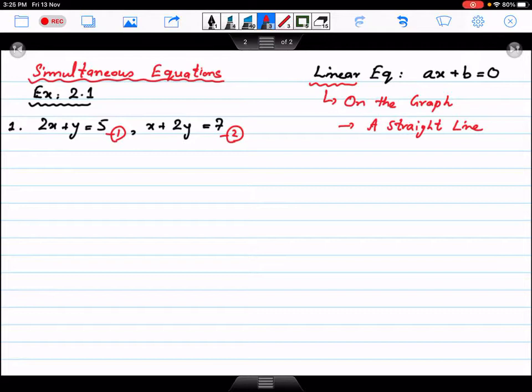A linear equation has x power 1. That's why it is called a linear equation. If the power of x is other than 1, then it is not called a linear equation, rather a non-linear equation. Linear equation में x की power 1 होती है, अगर उसके अलावा कोई और power होगी तो हम उसको non-linear equation कहते हैं.